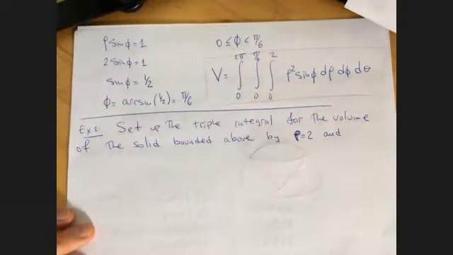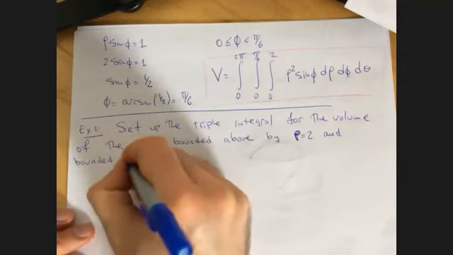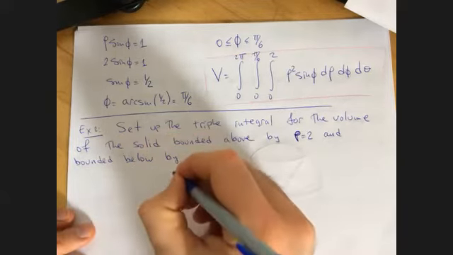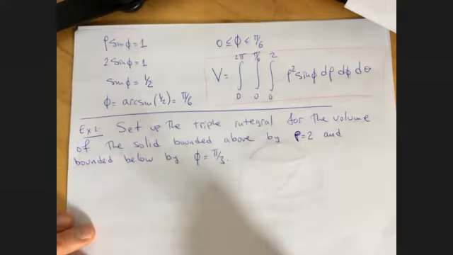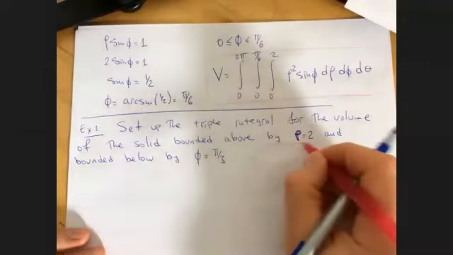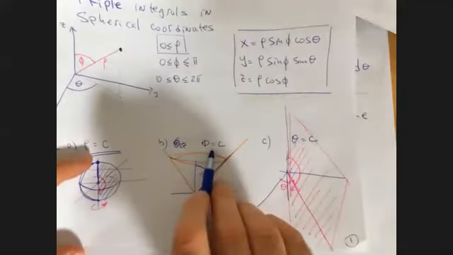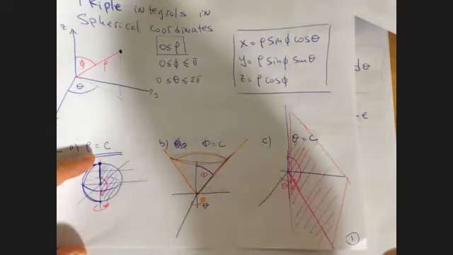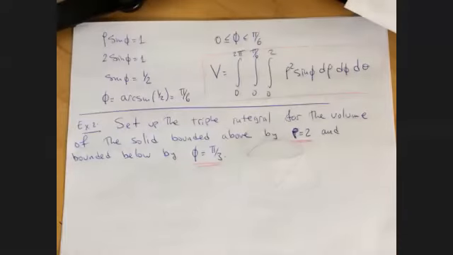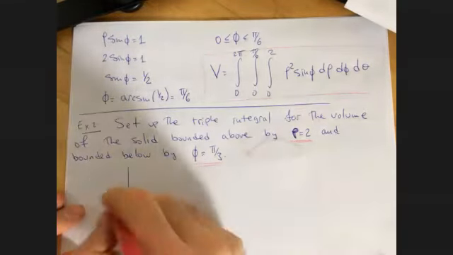And bounded below by phi is equal to pi over 3. So literally it is the same question, except that now these solids are defined in spherical coordinates, because phi equal to a constant between 0 and pi over 2 is a cone opening upward, right? So if it's easy for you to recognize this, then this problem is way easier than the previous one, although it's the same geometrical figure.